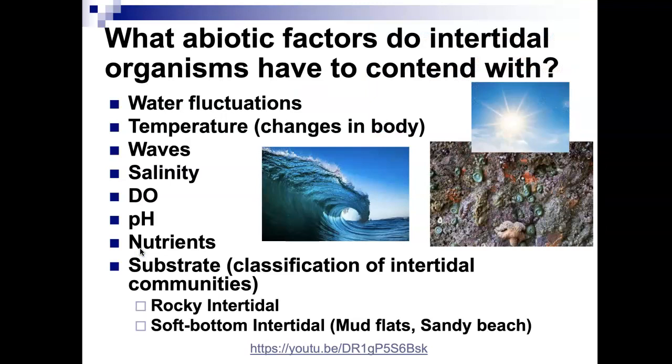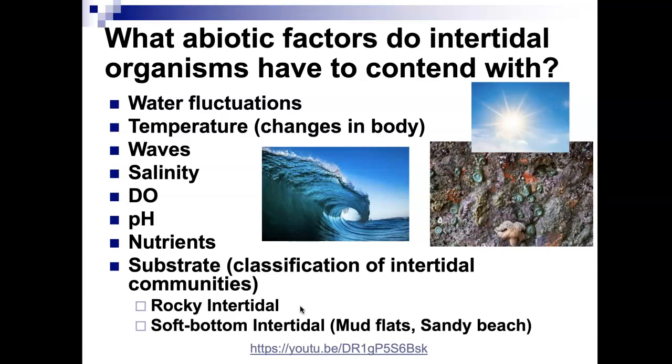And then substrate is going to be a really big abiotic factor here. Remember, these abiotic factors are all these non-living factors that intertidal organisms have to contend with. And so the type of substrate is important for classifying what type of intertidal community we have. I kind of mentioned this already. We're going to focus on our rocky intertidal communities, what we call our rocky shore communities. And so our substrate here is going to be rocks, right?